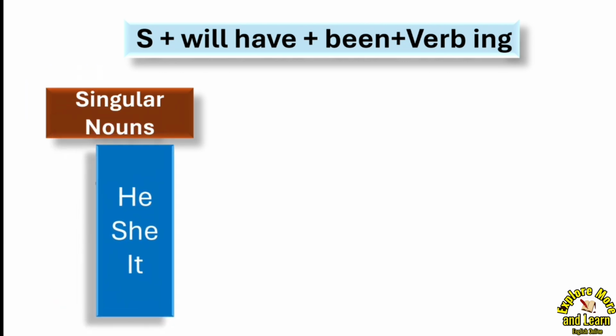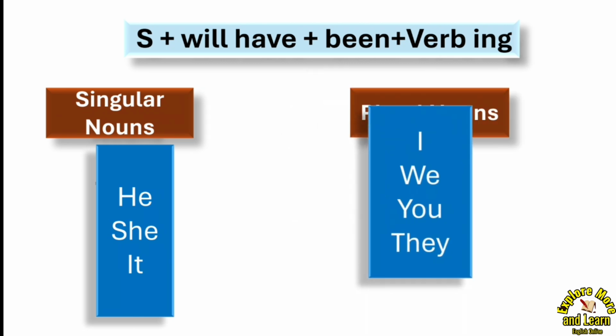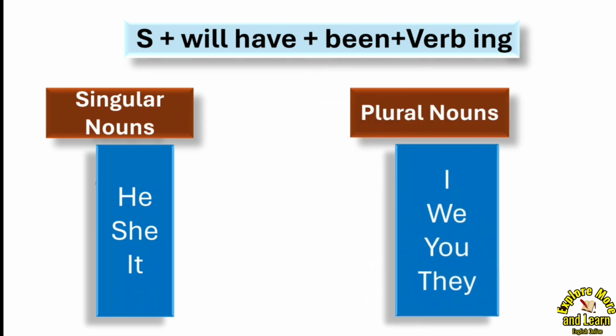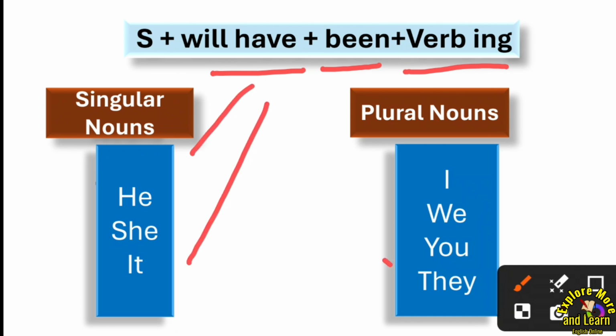So there is no confusion like we have in other tenses, like in present perfect or past perfect. Here there is no confusion whether the subject is a singular noun or plural noun, or pronouns like I, we, you, they, or he, she, it. It will have the same structure, that is will have, then been, then verb in ing form. It is applicable for all the subjects, singular or plural nouns or pronouns like these. Okay, will follow the same structure.